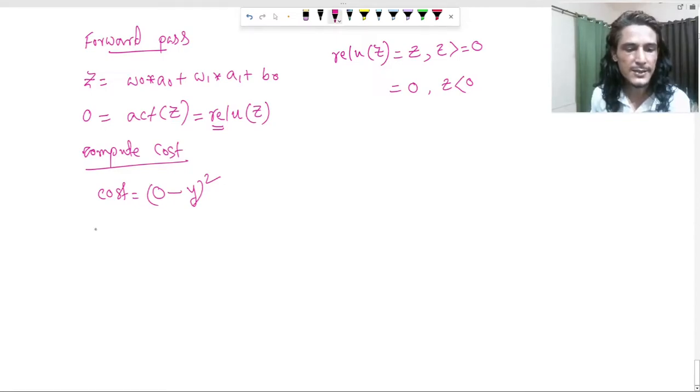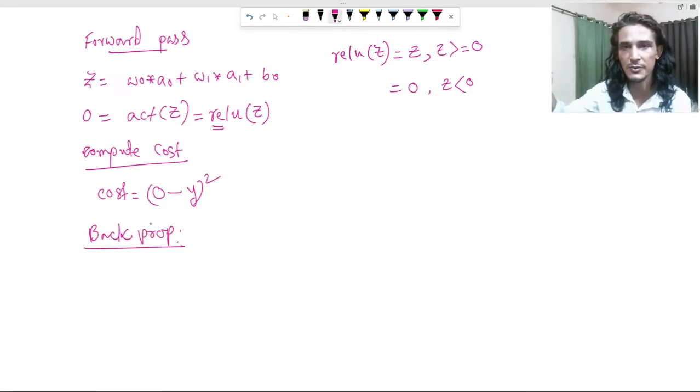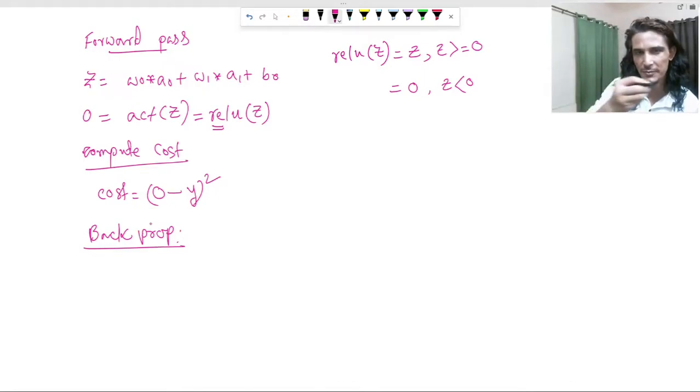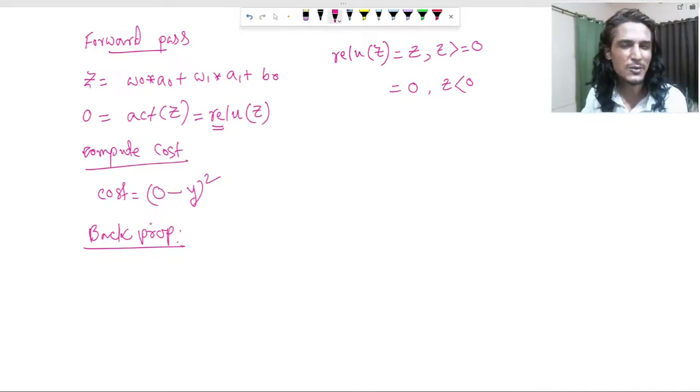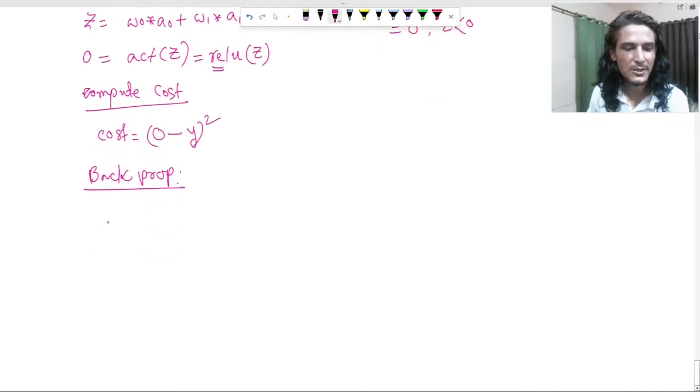And then the next step is very important. It is your backprop now. Backprop algorithm means, since we know the cost, it is time to propagate the cost back through the network, to the beginning of the network. Since there is only one neuron here, things are very simple. In backprop, our goal is that we want to update the weights and biases of the network.